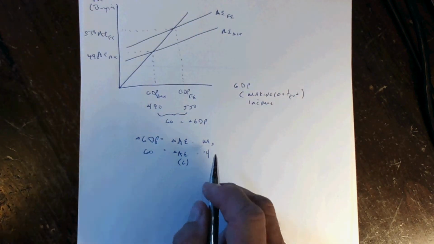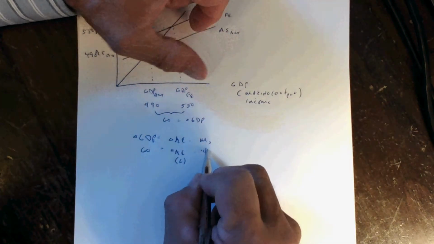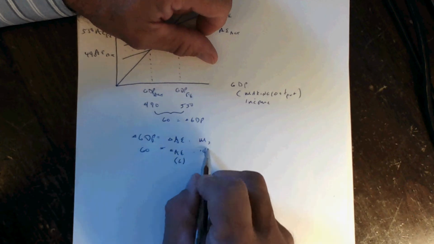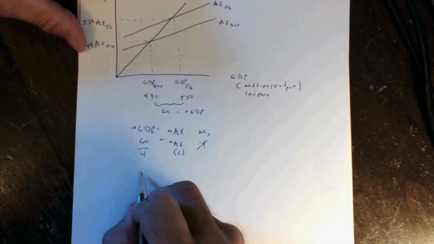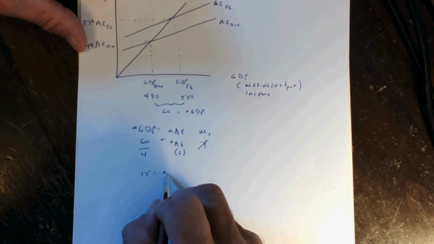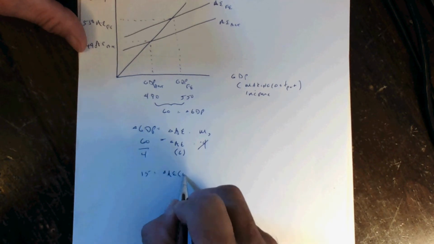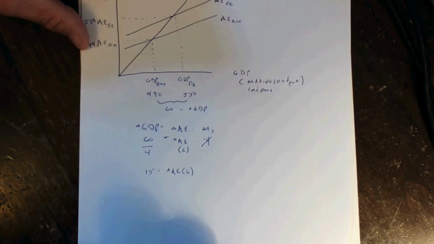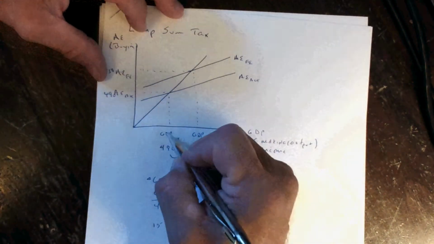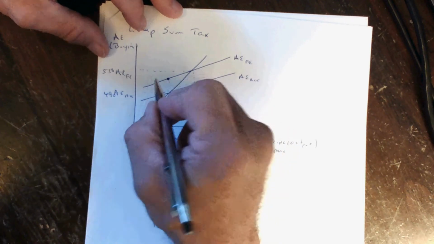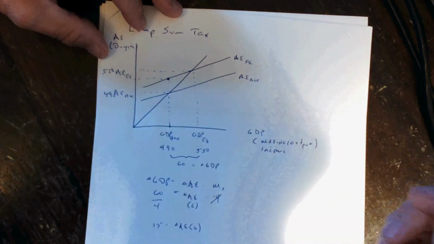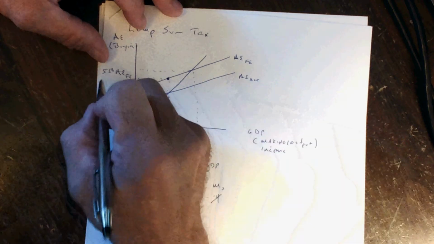Now, we're going to divide each side of the equation by 4. That cancels this 4 and gives us 60 divided by 4, which is 15. So, aggregate expenditures, in this case government spending, has to change by 15. If at this level of output the government spends 15 more, that will take us to a disequilibrium of 505.